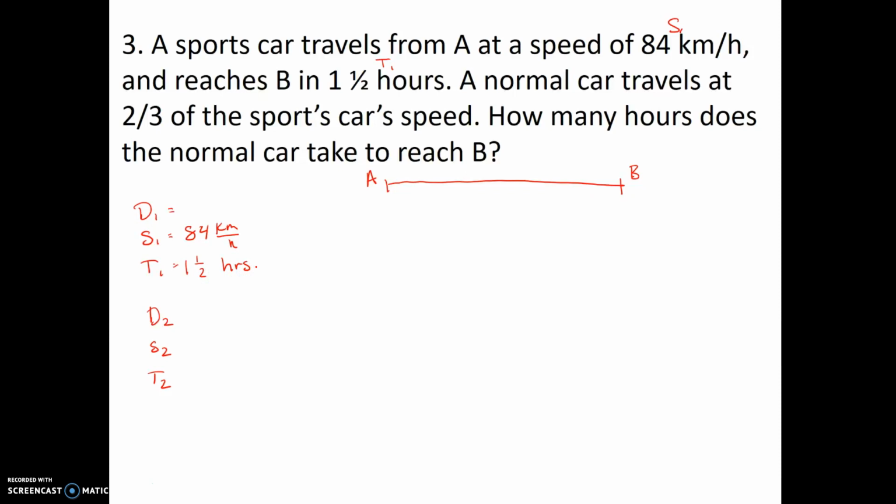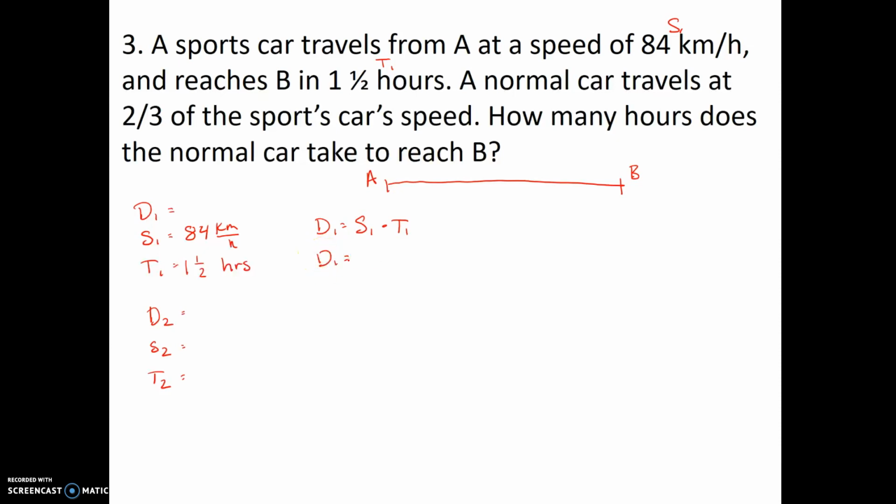And we don't have a D1 yet, do we? Now, we don't have a D2, an S2, or a T2 right now. All right, well, with the information that we have, we can find the distance from A to B. So I already have my formula written there. D1 equals S1 times T1.